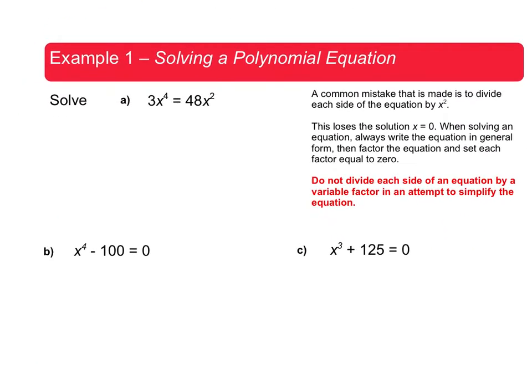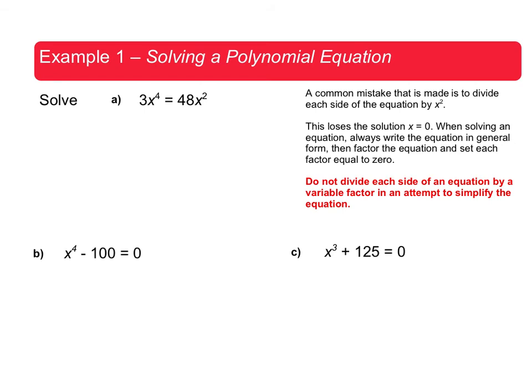Starting with the first example from the book, and then I added a couple more here. So solve 3x to the fourth minus 48x squared. Now, a very common mistake that I see, and so I left this writing on this page, is to divide each side by x squared to get rid of it. But when you divide by a variable, you divide off solutions. You lose your solution. So here it says this loses the solution where x can be 0, and we don't want to do that. So instead of dividing, please do not divide.